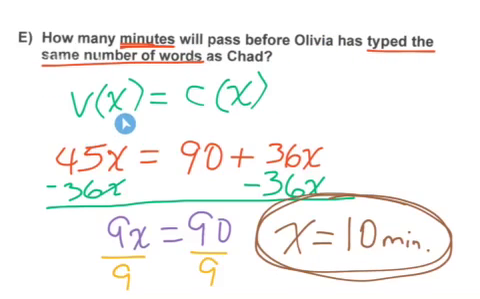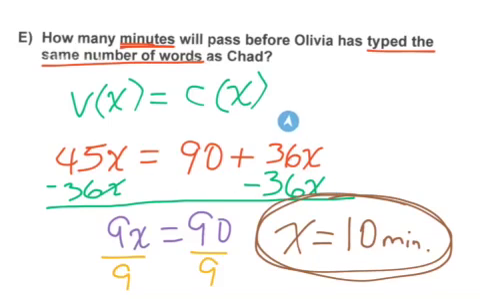Well, that's asking, when does V of x equal C of x? And for each person, we would write down the equation. 45x is equal to Chad's function. Then we just combine like terms. So we're just going to do whatever is the easiest step to get the terms separated.